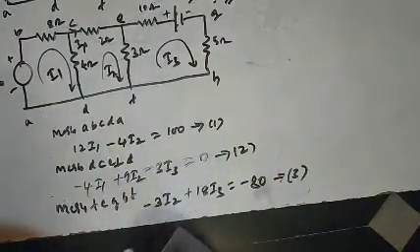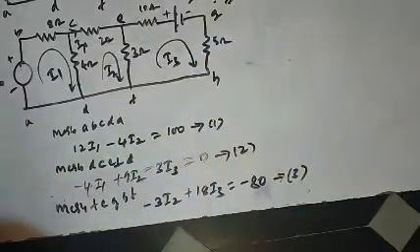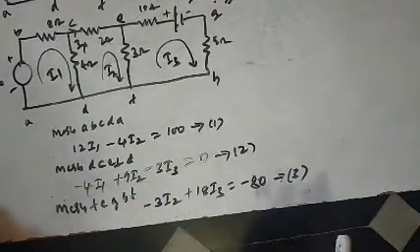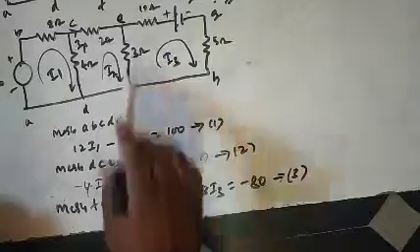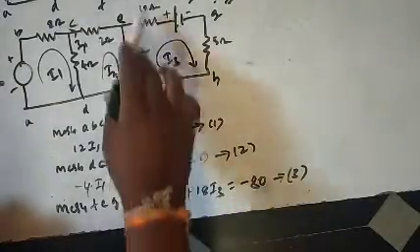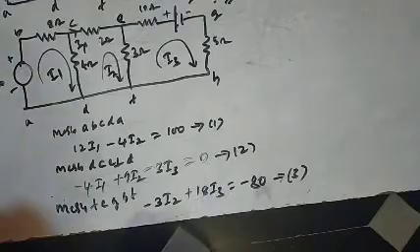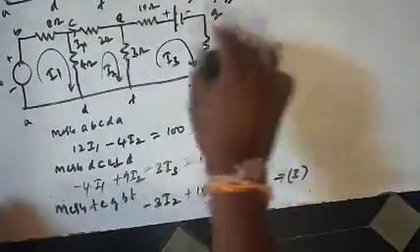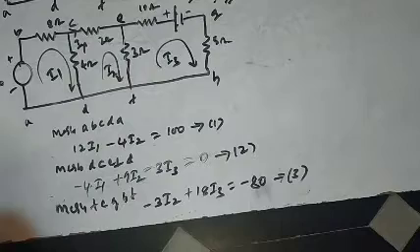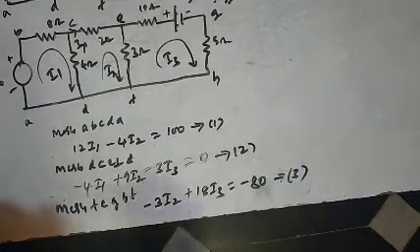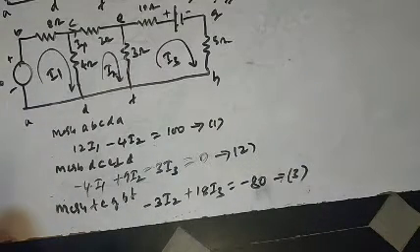Similarly, for mesh 3, see, mesh 3 is in no way linked with mesh 1. So the I1 coefficient will not be there. So minus 3I2, 3 plus 10, 13, 13 plus 5, 18, plus 18I3, and in my path I reach the first positive, so it is minus 80. I got the three equations.